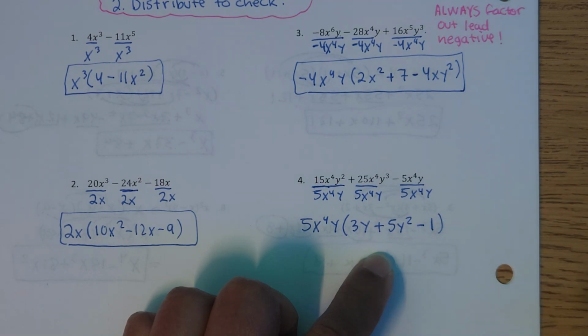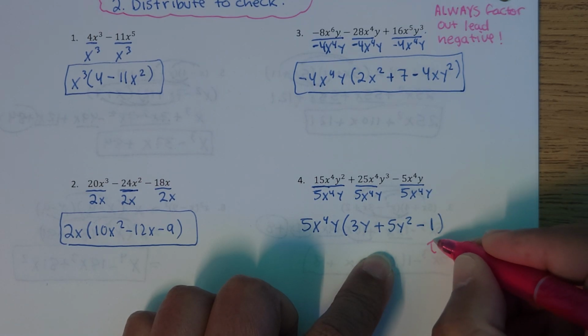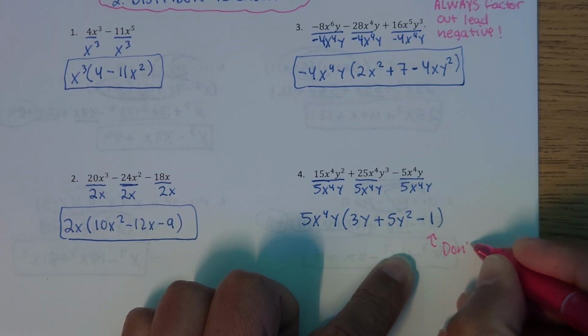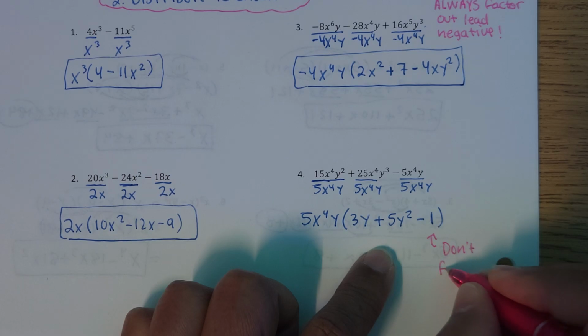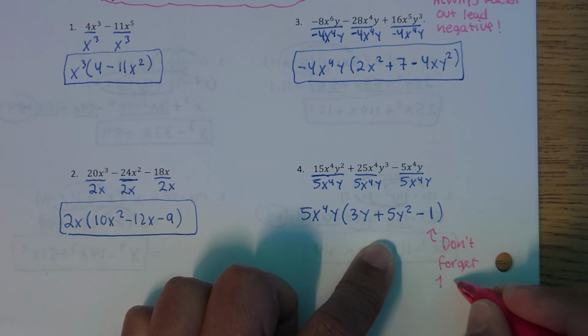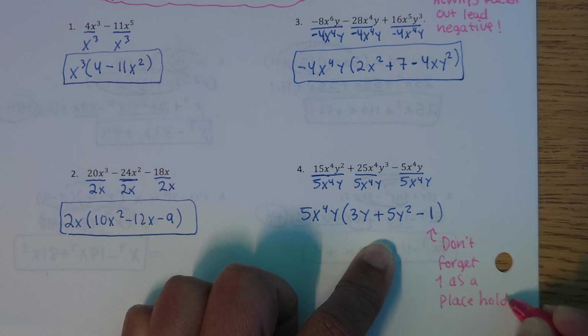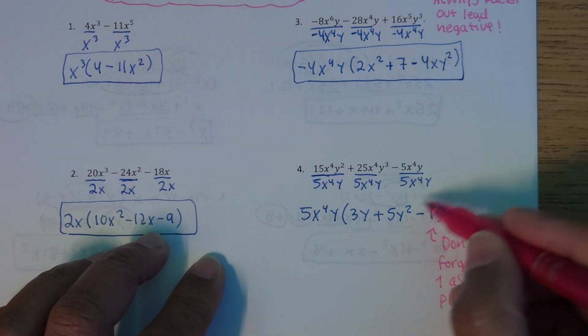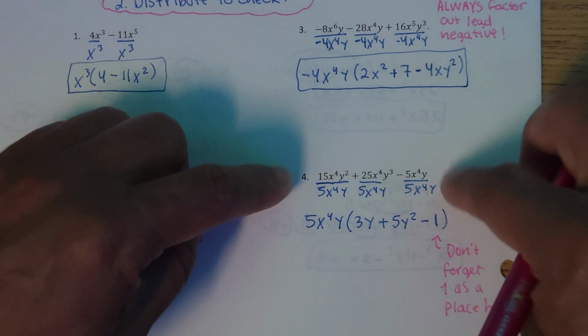Okay, so I'm going to write a note here just to help you remember this, because I know you have not done this in a while. And that is, don't forget 1 as a placeholder. Because if I distribute back the GCF, I should be able to get this polynomial back, okay? So I need that as a placeholder, so when I distribute it again, I get that back.